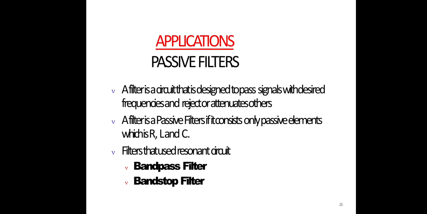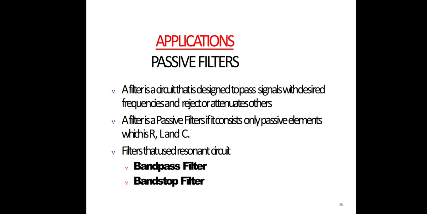Now, what are the applications of resonant circuits? They are generally used in filter designing. A filter is a circuit that is designed to pass signals with the desired frequencies and act as a rejector, attenuating the other unwanted signals. A passive filter consists of only passive elements like R, L and C.